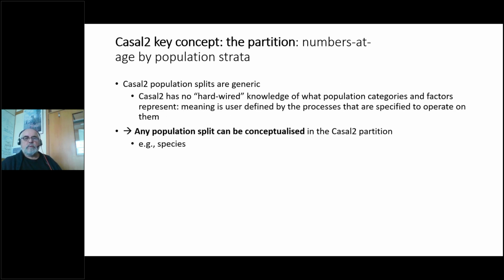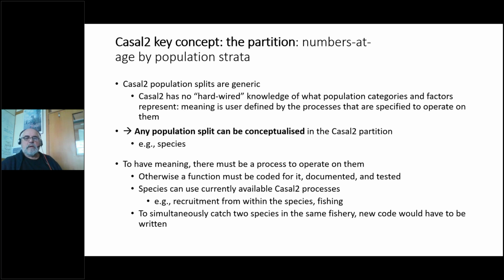So CASAL2 has no hardwired knowledge of what population categories represent. Their meaning is user-defined by the processes that are specified to operate on them. So any population split can be conceptualized in the CASAL2 partition. For instance, you could have species.